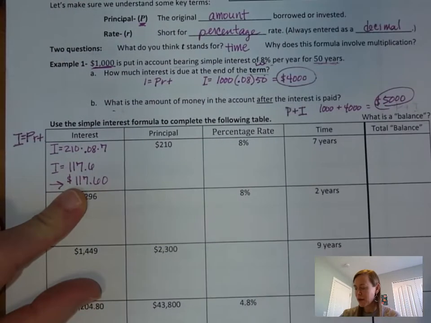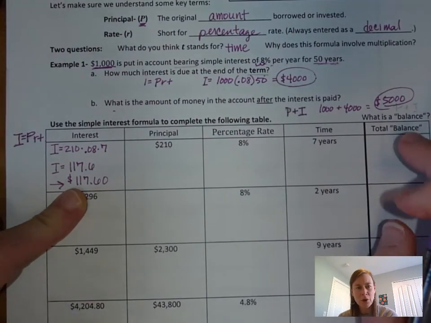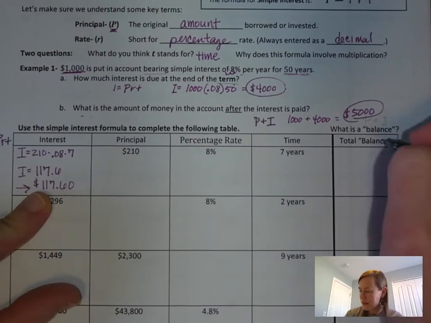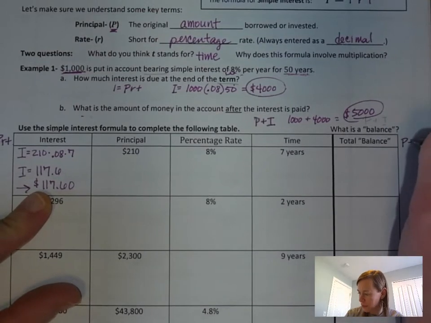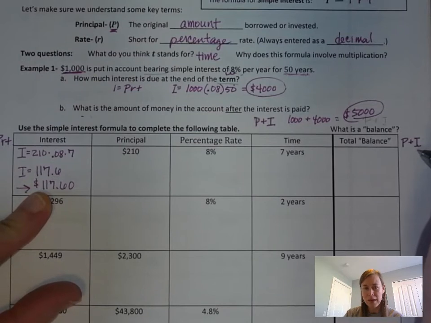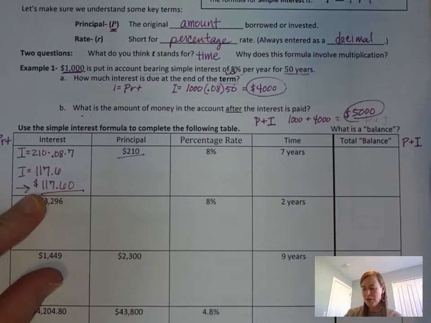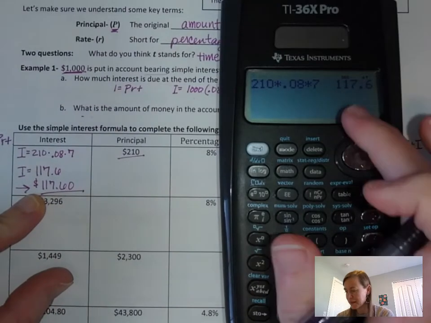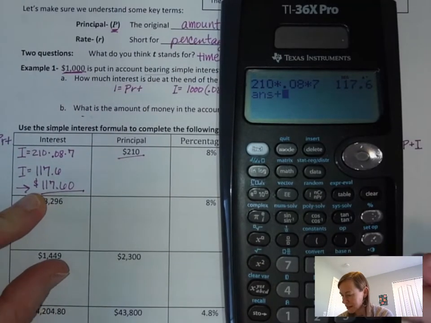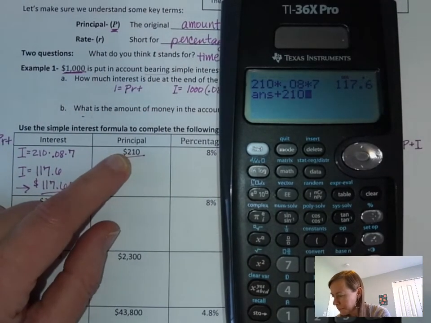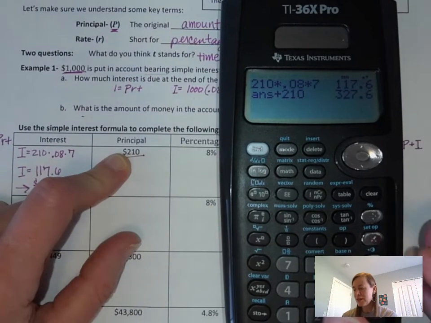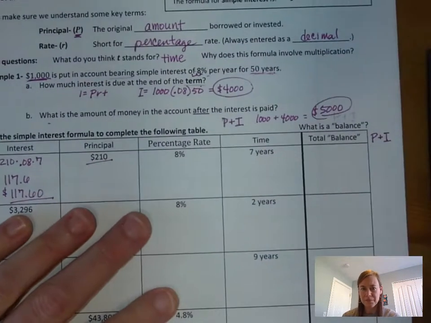Now, how are we going to figure out what goes in that total balance column? Well, in this column, you're going to do your principal plus your interest. So let's figure that out. We have the principal right here. We have the interest right here. You add them together. I already have that in my calculator, so I'll just use it and add the 210. You add them together and you get 327.60.